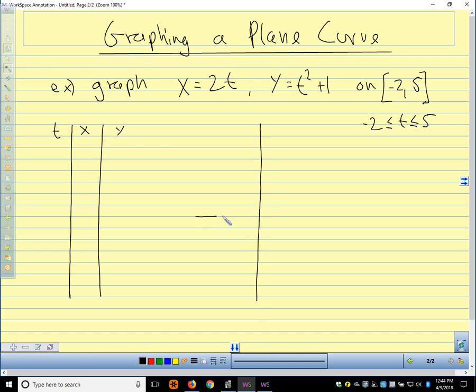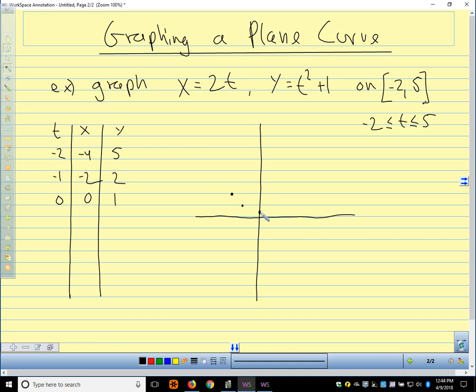So here's going to be my graph. And we're going to start at -2. When t is -2, we plug that in here for x, and we get a -4. And when t is -2, we plug that in there, and we get a 5. So my point is -4, 5. So I get a point roughly there. I'm going to plug in -1. When I plug in -1, x is -2, and y is 2. When t is 0, x is 0, and y is 1. So I get the point 0, 1.